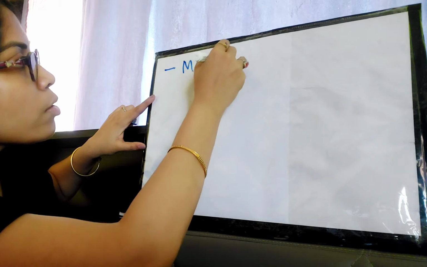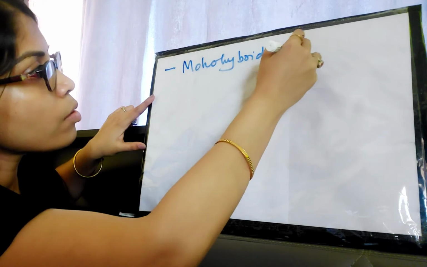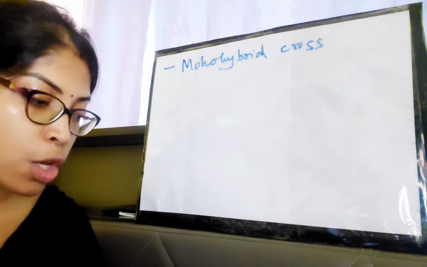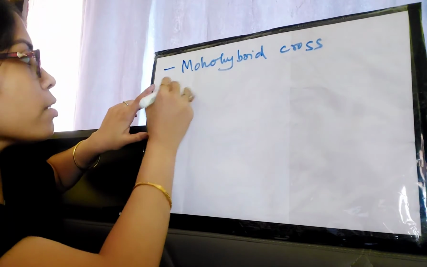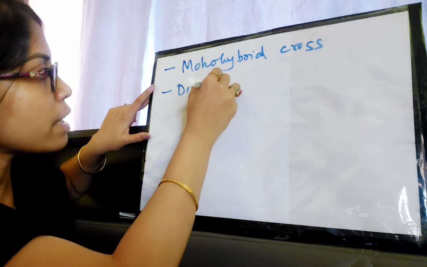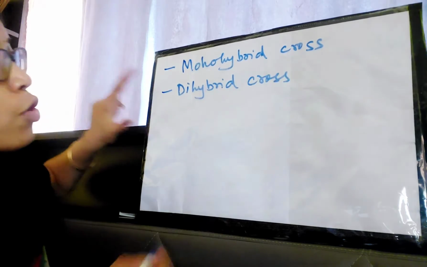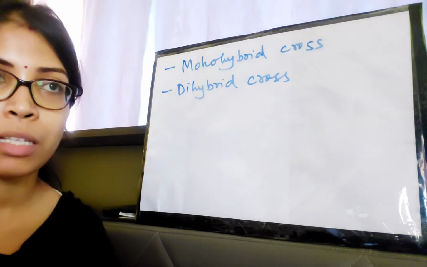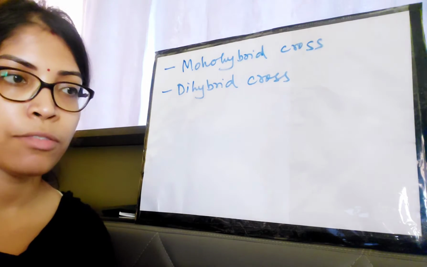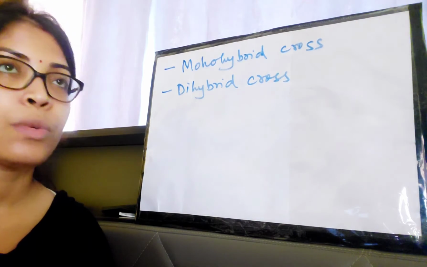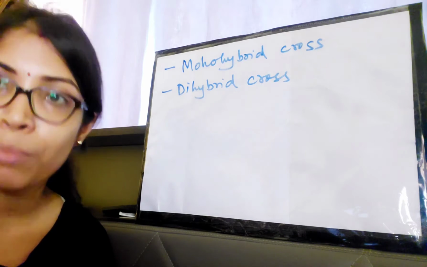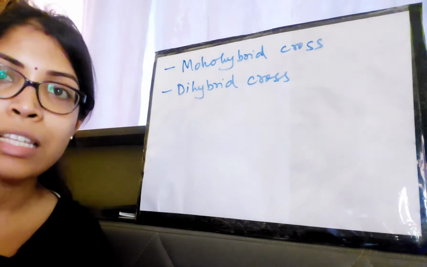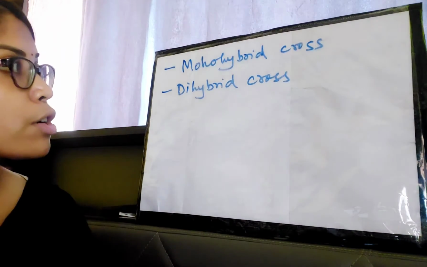monohybrid cross. So what is monohybrid cross? There are two types of cross basically. Next one I will talk about will be dihybrid cross. So what is this cross? Cross is basically the experiment or the cross breeding, means we take two types of organisms and we artificially make them breed to get the results of our experiment. So that is basically what cross is, and there are two types of cross, the monohybrid cross and dihybrid cross.